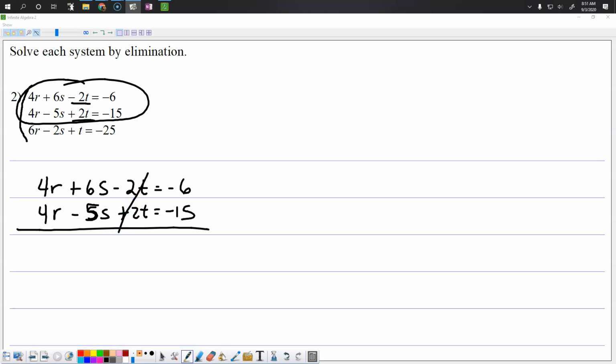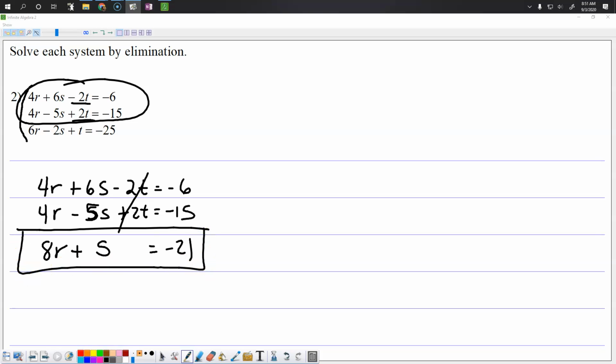and cancel them out, right? So putting the r's together, we get 8r. Putting the s's together, we get 1s. And then the t's cancel, and the 6 and the 15 make negative 21. So there's my first 2-variable equation.